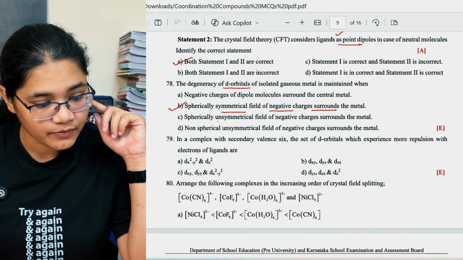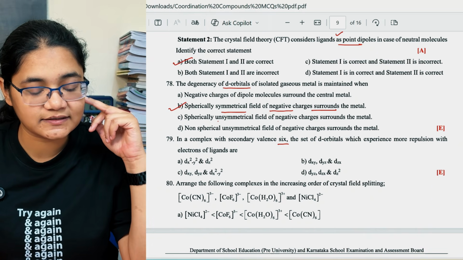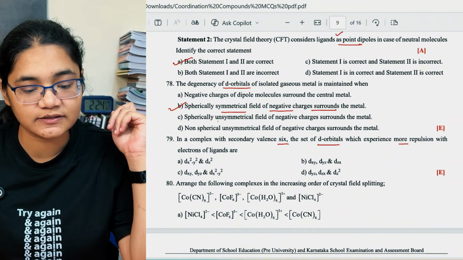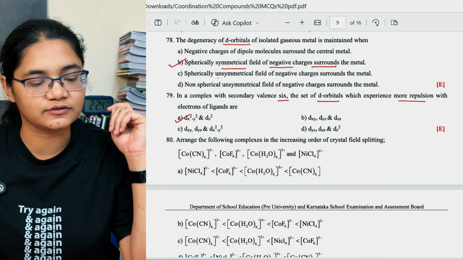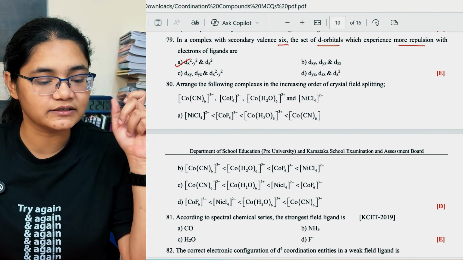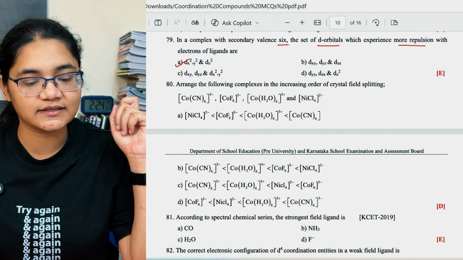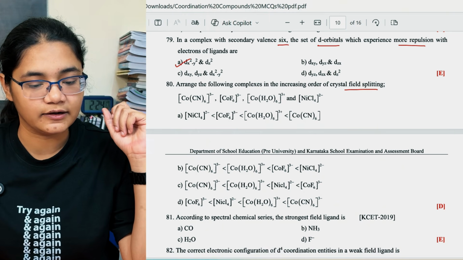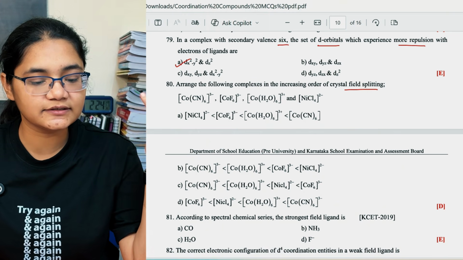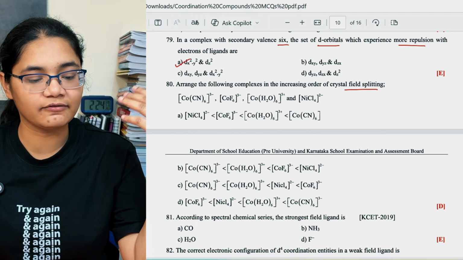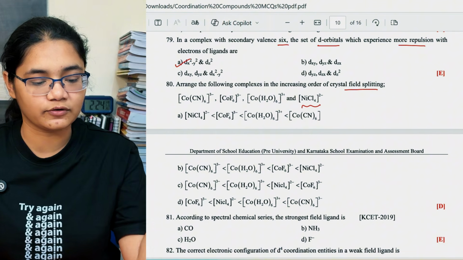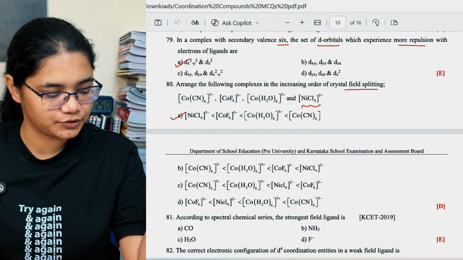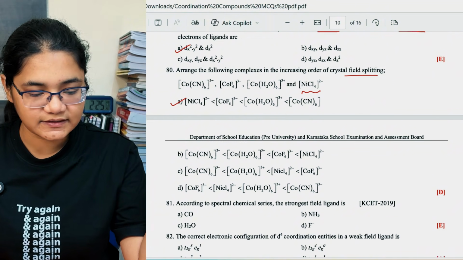Next, in a complex with secondary valency 6, the set of d orbitals which experience more repulsion is dx square minus y square and dz square. That is where they are at the top in the d orbital splitting. Next, arrange the following species in increasing order of their crystal field splitting. Okay, if you see, strong ligands will have higher splitting, right? And coordination number 4 has lesser splitting. Tetrahedral always has lesser splitting, so it has to be option number A here. Okay. Next is 81.